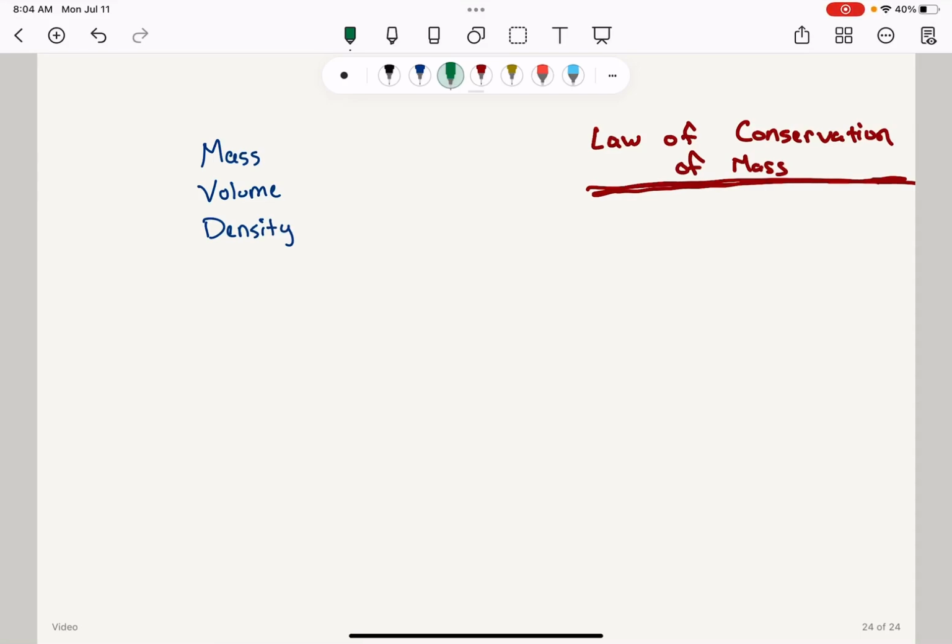All right, let's talk about how to draw particle diagrams of something that undergoes a change. You're going to have more practice of this in the next module. But for now, I'm getting you to start thinking about this now. And part of science is being able to think critically about something.